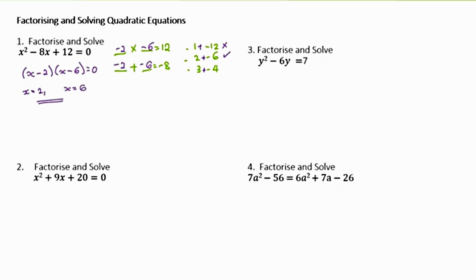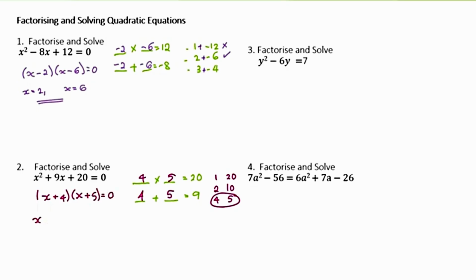For number 2, we have to factorize and solve x squared plus 9x plus 20 is equal to 0. So we're looking for two numbers that multiply to give us 20, and the same two numbers need to add to give us 9. So looking at the factors of 20, we've got 1 and 20, 2 and 10, 4 and 5. And the ones that also add to give 9 are 4 and 5. So we can now factorize this equation as x plus 4 in the first bracket and x plus 5 in the second bracket. And to solve, we put it equal to 0. So x will be equal to negative 4 and x will be equal to negative 5.